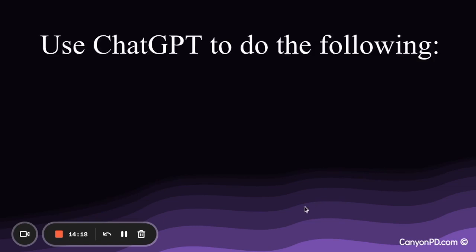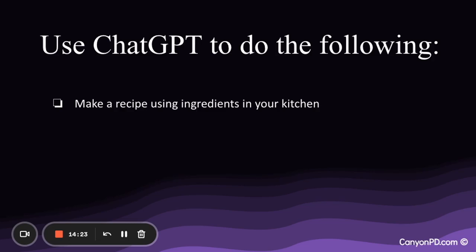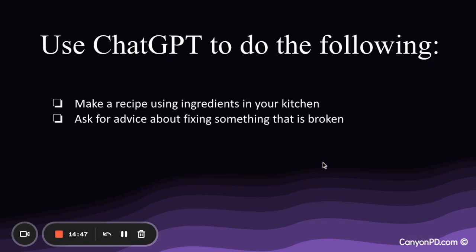Now that you've created your account, your first assignment is to use ChatGPT to do the following 3 things. We are going to start with some non-academic tasks, the same way I would start with non-academic tasks with the students in my classroom as they're learning a new tool. So we're going to start by having it make a recipe using ingredients that are in your kitchen. Maybe this is something you'll even end up using. I want you to ask for advice about fixing something in your life that's broken.